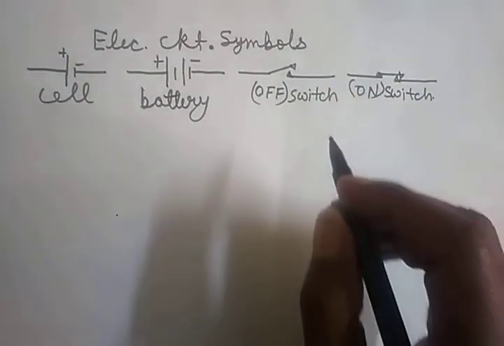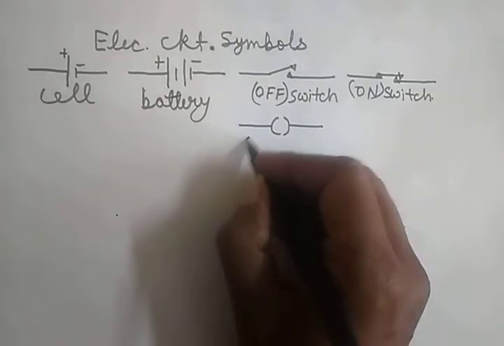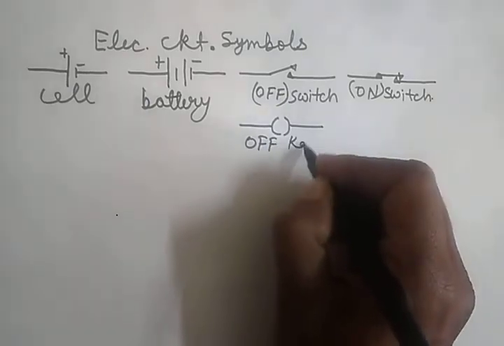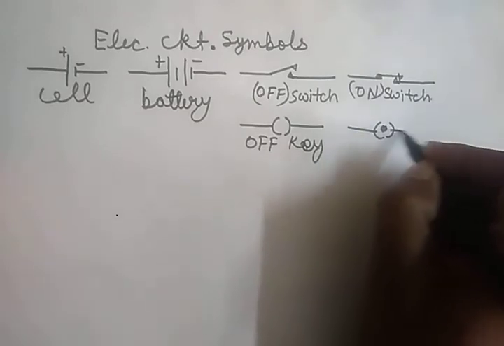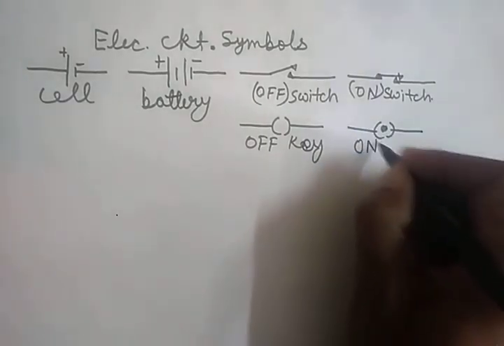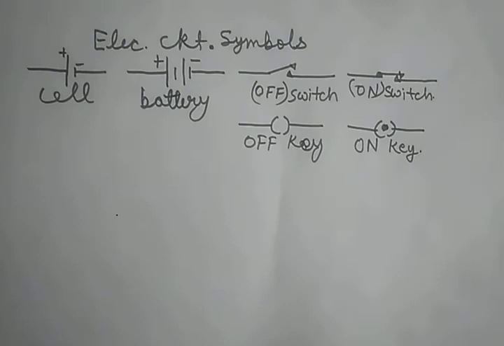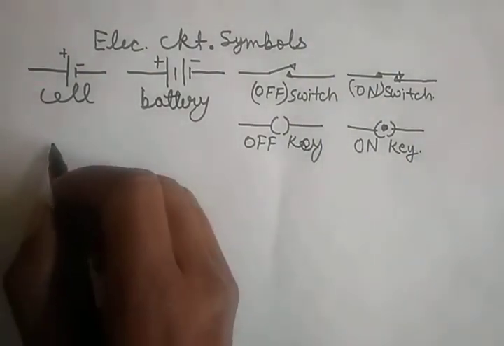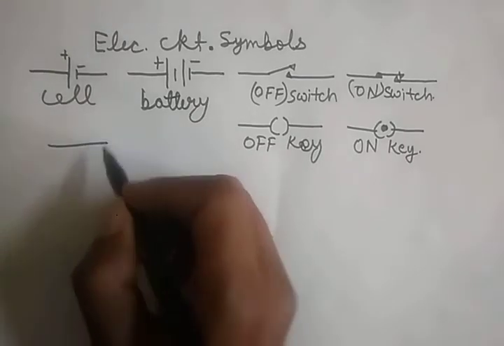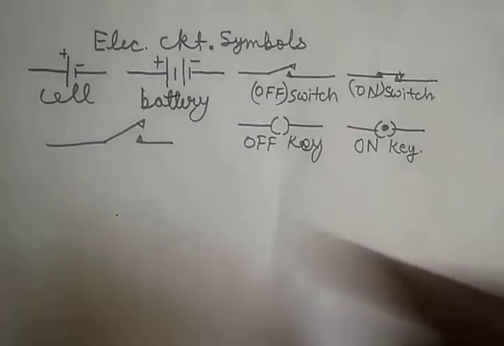A switch can also be called a key, but for a key we have a different symbol. So this is an off key and this is an on key. We have to put a dot in between it. This is the on key. There is a tap key also. You have often seen, like in a doorbell, there is a key which we press and it comes back. That is called a tap key.